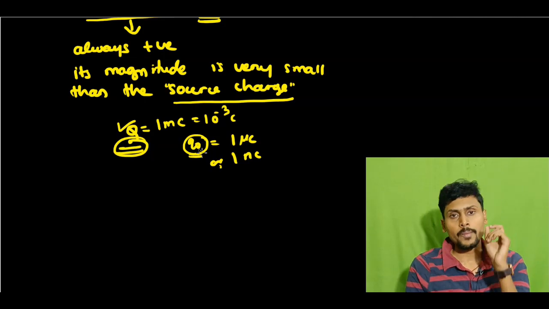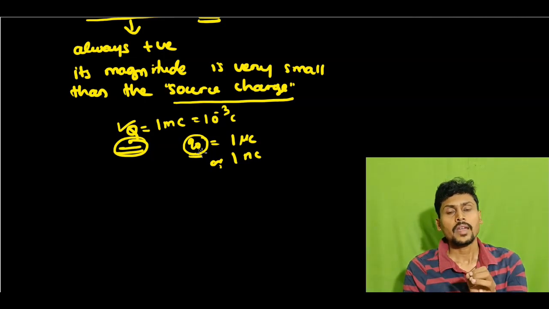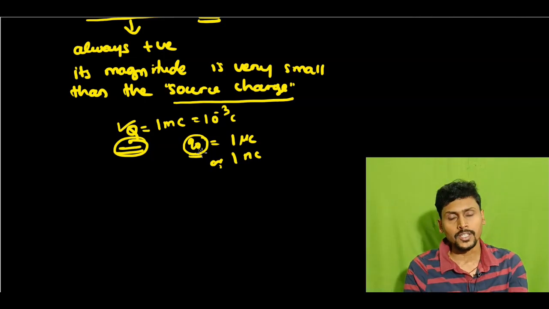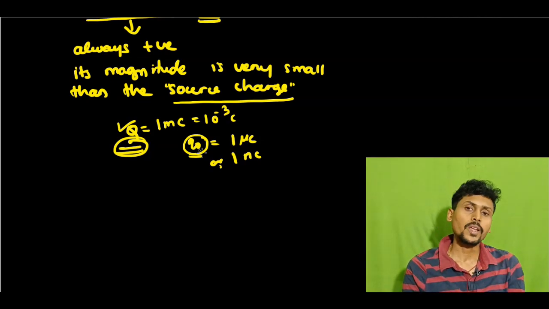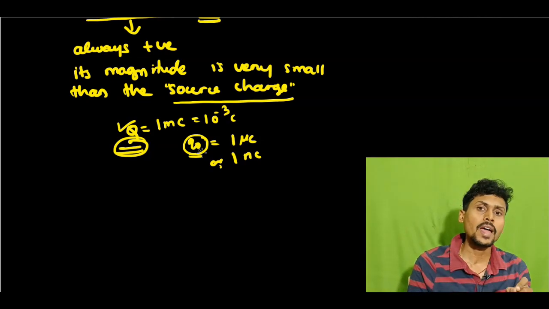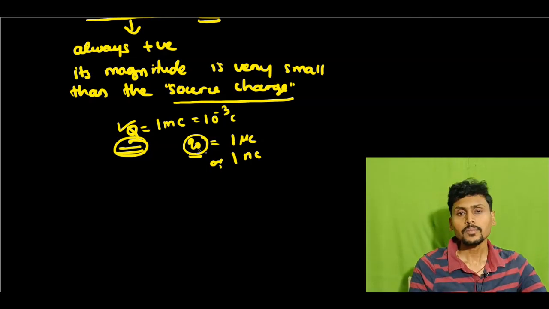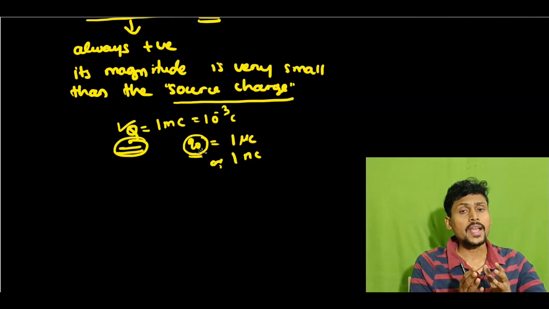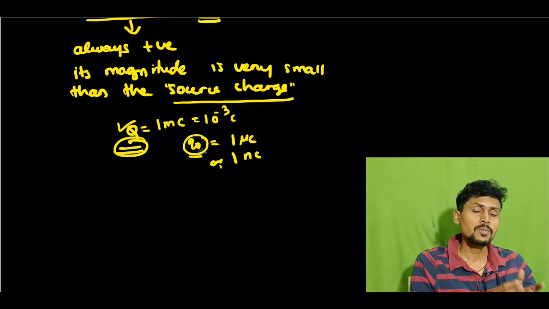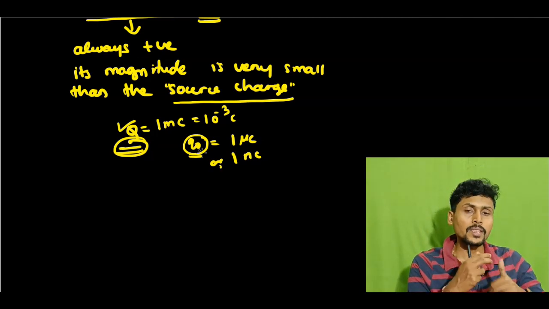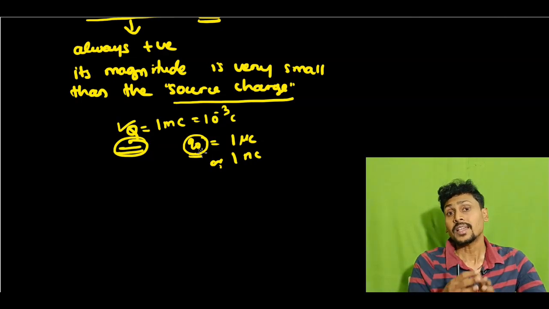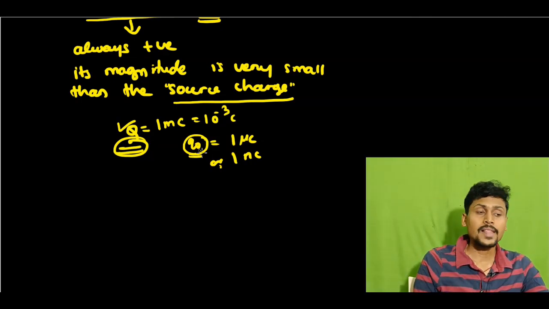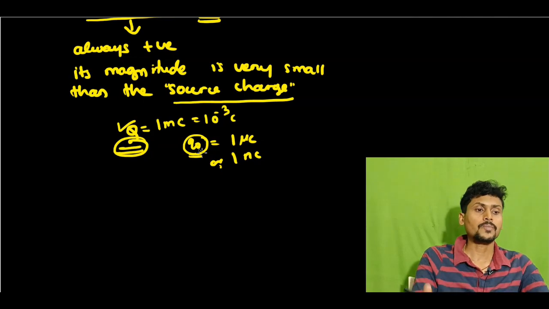Remember that the test charge has symbol Q naught, it is always positive, and the magnitude of the test charge is always very, very small as compared to the source charge. The reason is, if we take the magnitude of the test charge to be very small, then the electric field produced by the test charge will not interfere that much with the electric field produced by the source charge.